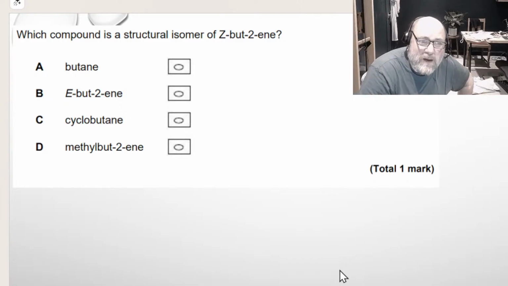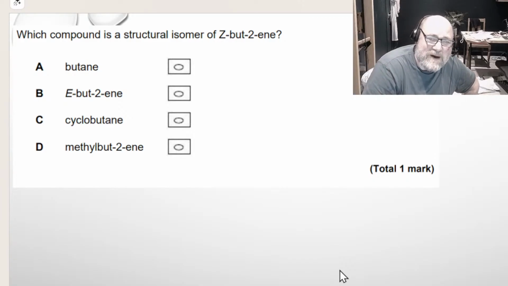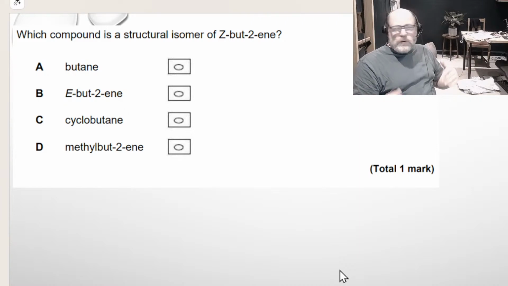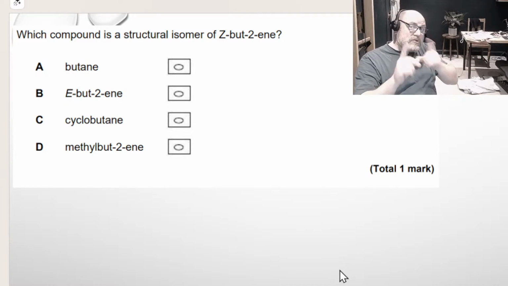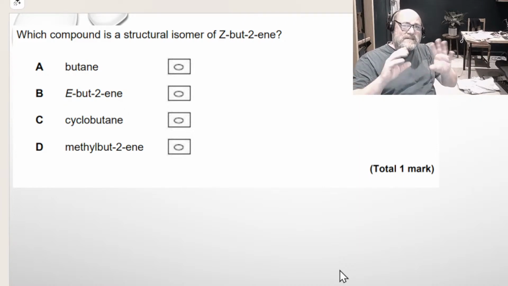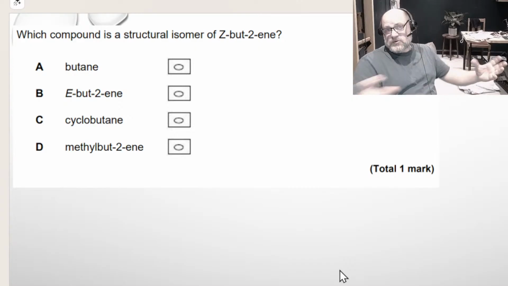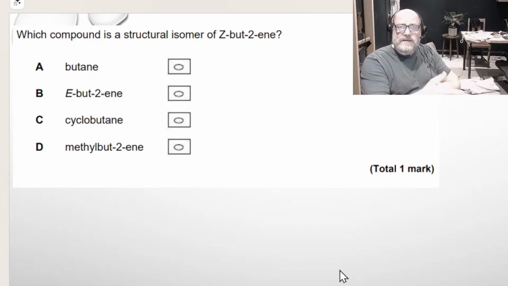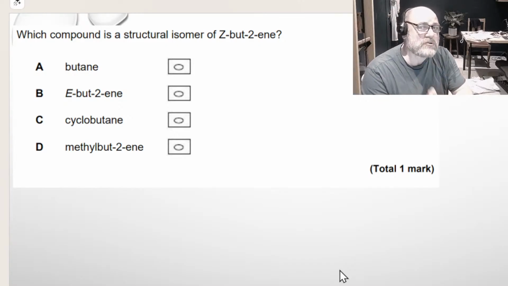Which compound is a structural isomer of Z-butene? It's a little bit tricky. Structural isomers have the same molecular formula but a different structural formula, i.e. butane and 2-methylpropane. Geometric isomers have the exact same structural formula.